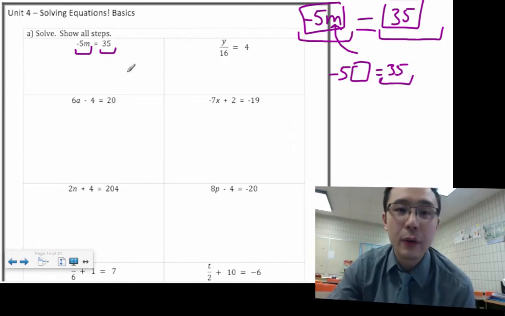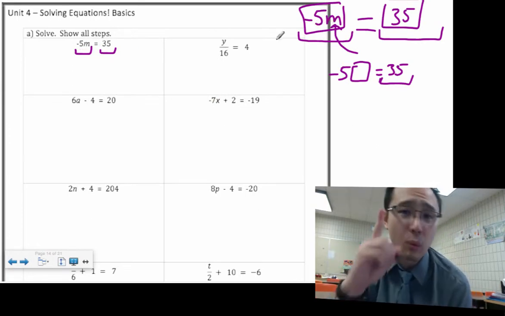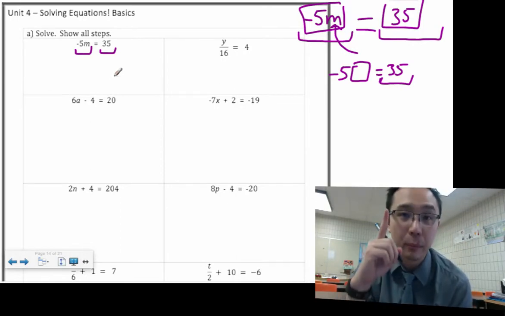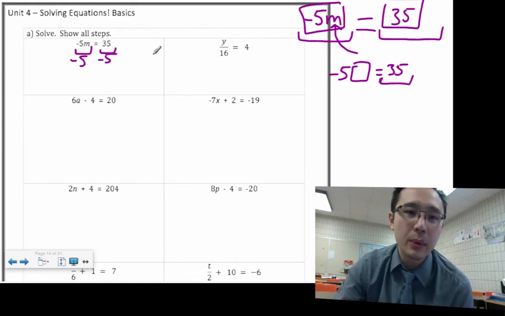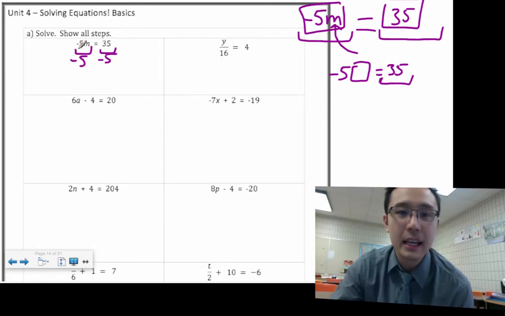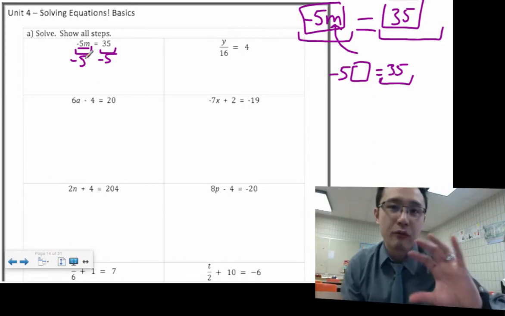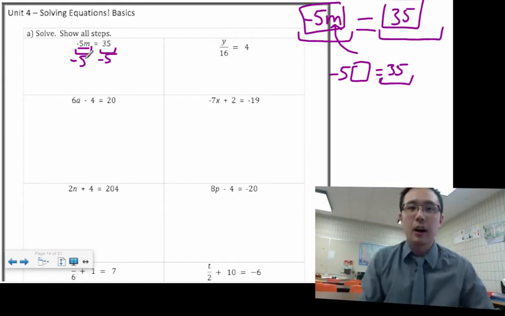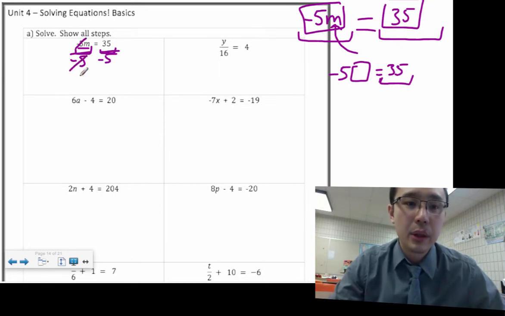In order to solve for m by itself, since you have negative 5 m's, you just need one positive m. So you're going to divide by negative 5 on both sides. Why divide? Because this is negative 5m, which means negative 5 multiplied by m. To get rid of that negative 5, you do the opposite operation, which is division. If you divide both sides by negative 5, the negative 5 cancels out, leaving you with one positive m, giving you m equals negative 7.